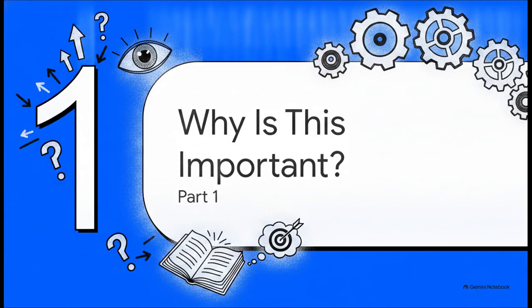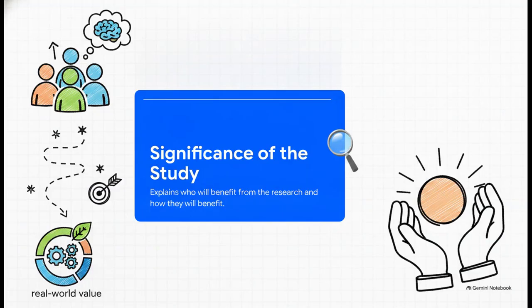So, part one, why is this important? Let's establish a really concrete baseline here. The significance of the study does exactly two things for us. It explains who will benefit from the research and exactly how they will benefit. And honestly, that's it. This is definitely not the place for complex jargon or just repeating your methodology all over again. Instead, it's a direct roadmap showing the real-world value of your work. You pinpoint the specific groups of people, and you tell them exactly what they get out of it.